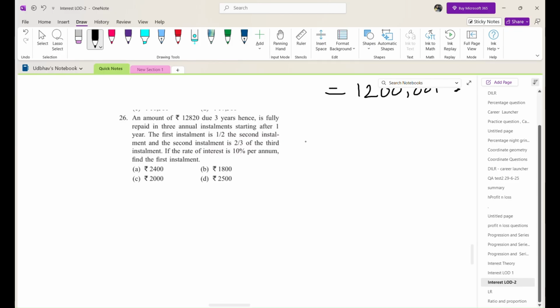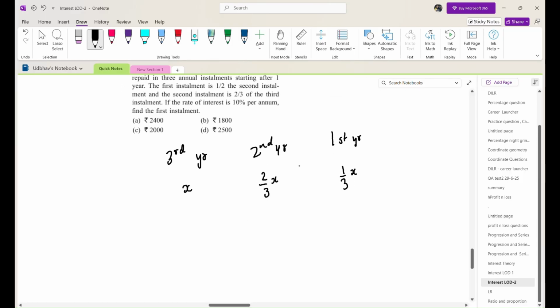Let's say the third year installment is X. So second year installment will be 2 by 3 of the third, and first year installment is half of the second. So half of this, what will be half of this? 2 by 6 x or 1 by 3x. So this is the proportion of installments. Now we'll see the rate of interest. The rate of interest is 10% per annum, right?